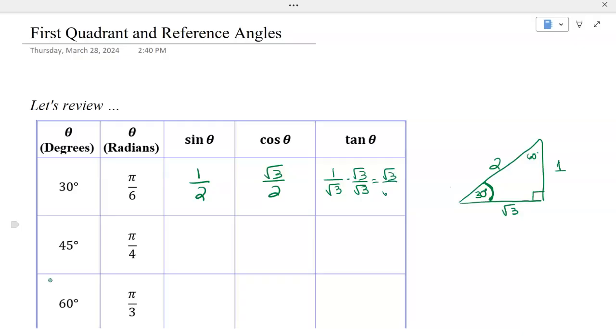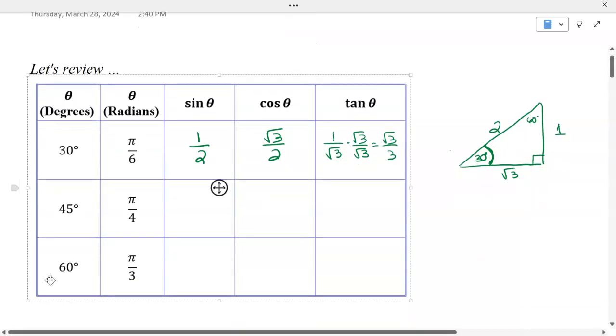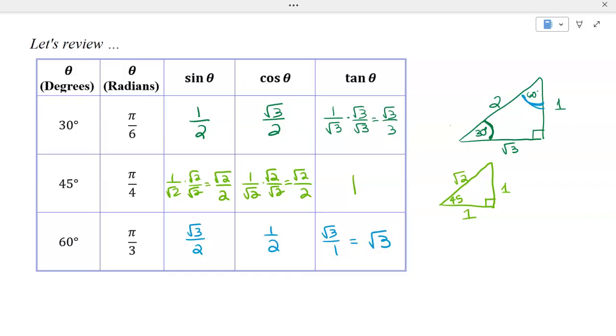Now, I want you to pause the video right now, and I want you to use the special right triangles from geometry to complete the 45 and the 60-degree angles. Remember, 45 degrees is the same thing as pi over 4 radians, and 60 degrees is the same thing as pi over 3. So hopefully you were able to draw your 45, 45, 90 with our relative lengths here from our geometry triangle. And then you could have used that existing 30, 60, 90 to find the sine, cosine, and tangent of 60 degrees.